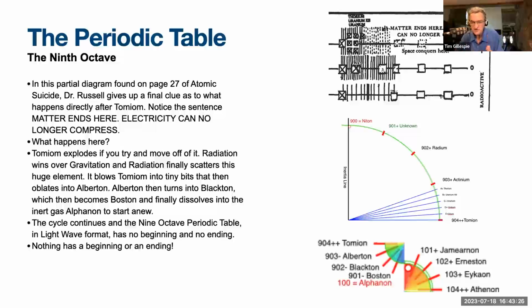One interesting thing to note here is the ninth octave, as it's approaching tomium, is curving this way. But after tomium blows up, it curves this way. This is the only time in the periodic table where it does this. And after it does this, it will continue. It's curving its light wave format exactly so that it brings it back into the shape of tomium. So this is the only place that it flips the curve. And that's just something to notice.